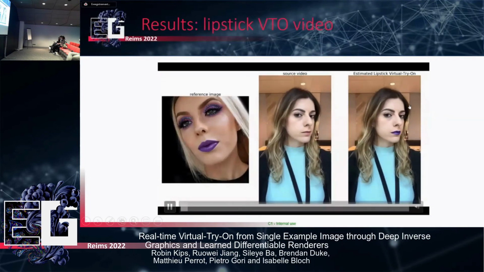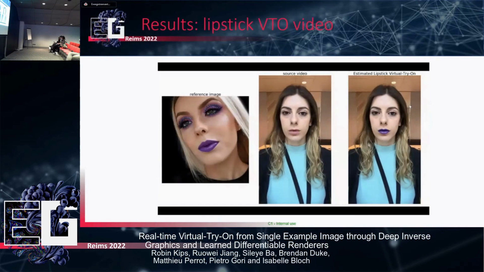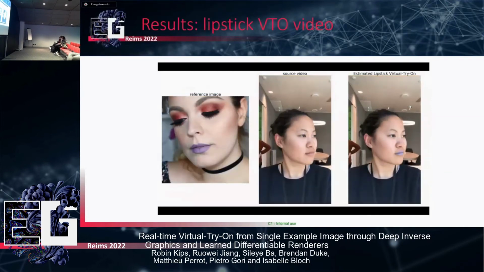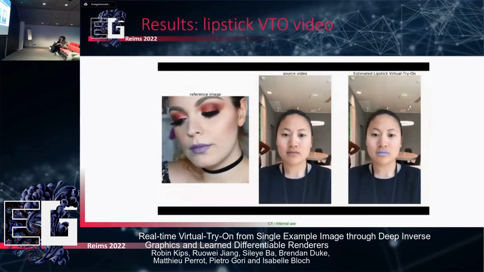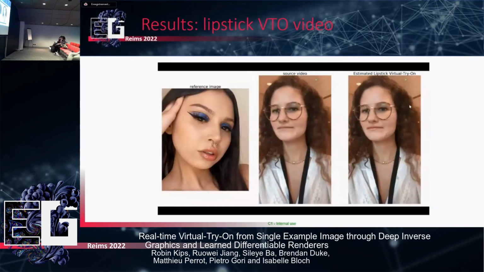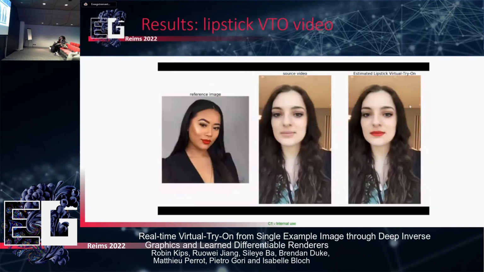So here we have some example videos where we have a reference image. We extract the graphic code for the lipstick and we apply it to the video, but image per image. So here there is no temporal tracking. We are just applying it to each image. You can see that our pipeline is running very well and there is no artifact resulting from the changing of the orientation of the head or even speaking. So the lipstick is well transferred from the reference image to the source image.